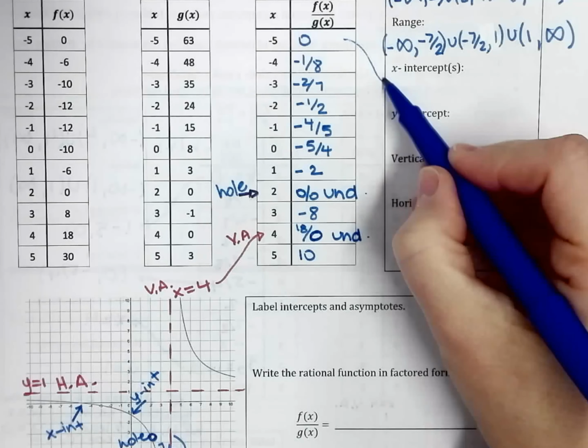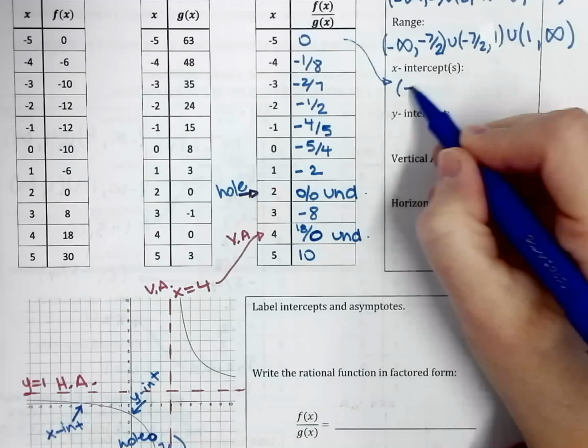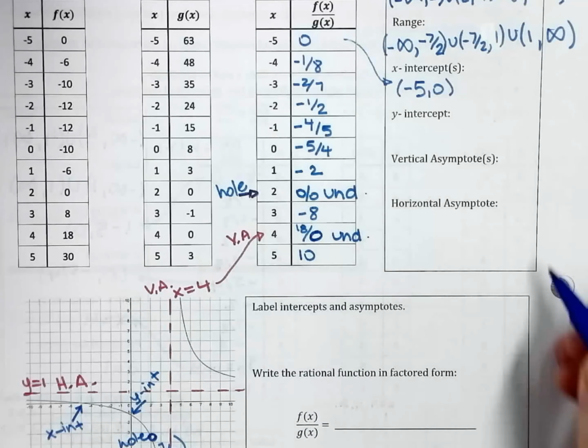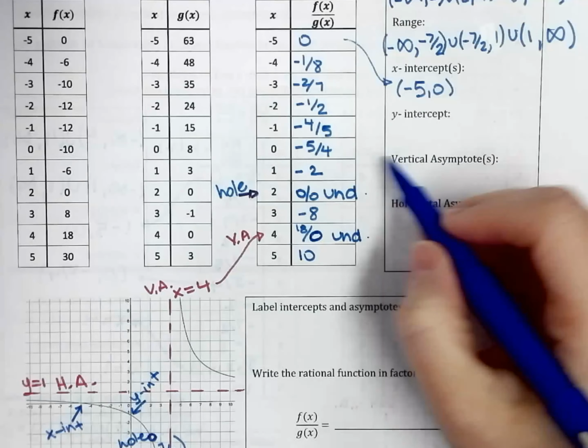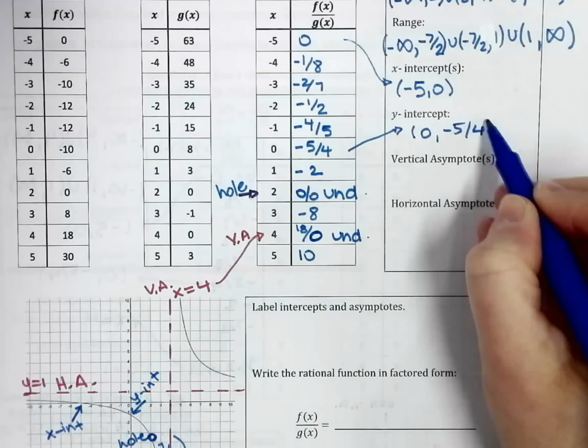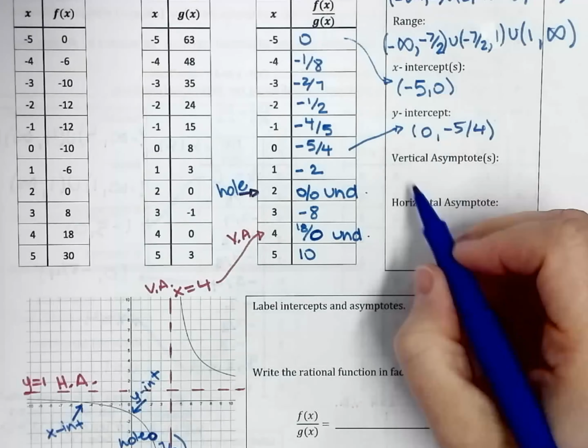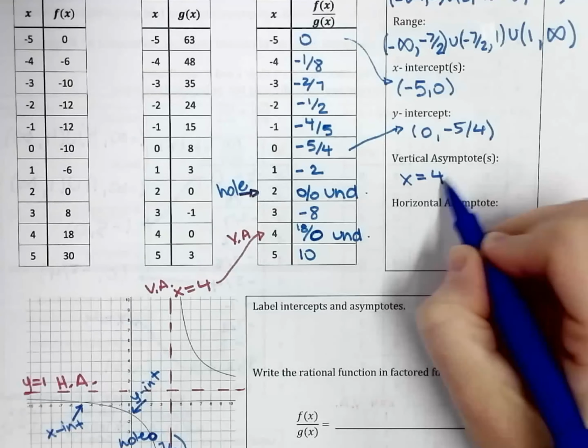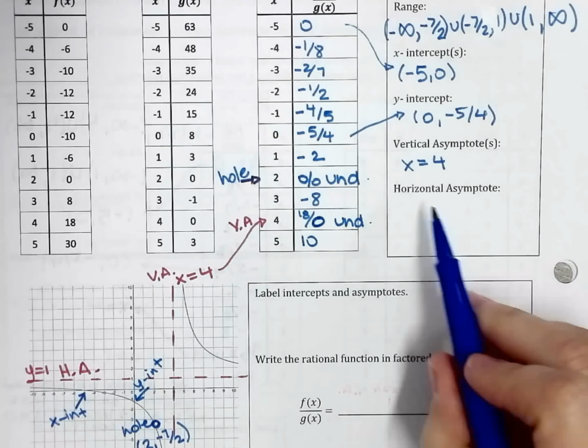Okay, the x-intercept is easy. So that's when y is 0. So that's right there. The y-intercept is when x is 0. We already talked about the vertical asymptote. It's labeled in our graph.